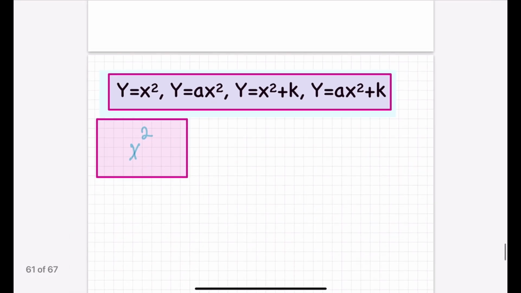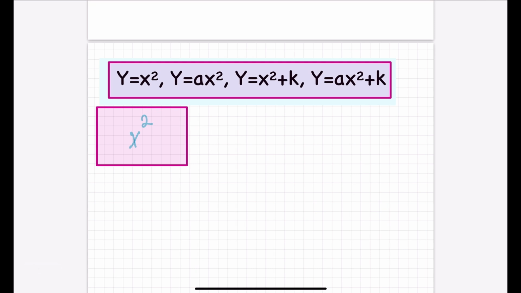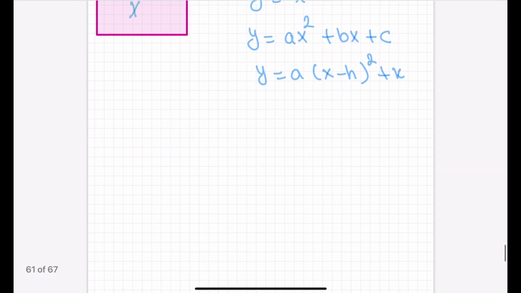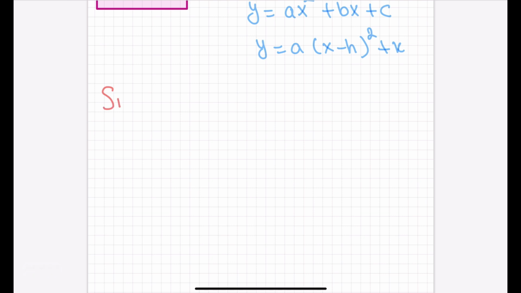Alright, so a quadratic function can be written in different ways. It can be written as y equals x squared. It can be written as y equals ax squared plus bx plus c. It can be written as y equals a times (x minus h) squared plus k. But first, we're gonna try with a simple one. So, a simple quadratic is this one.